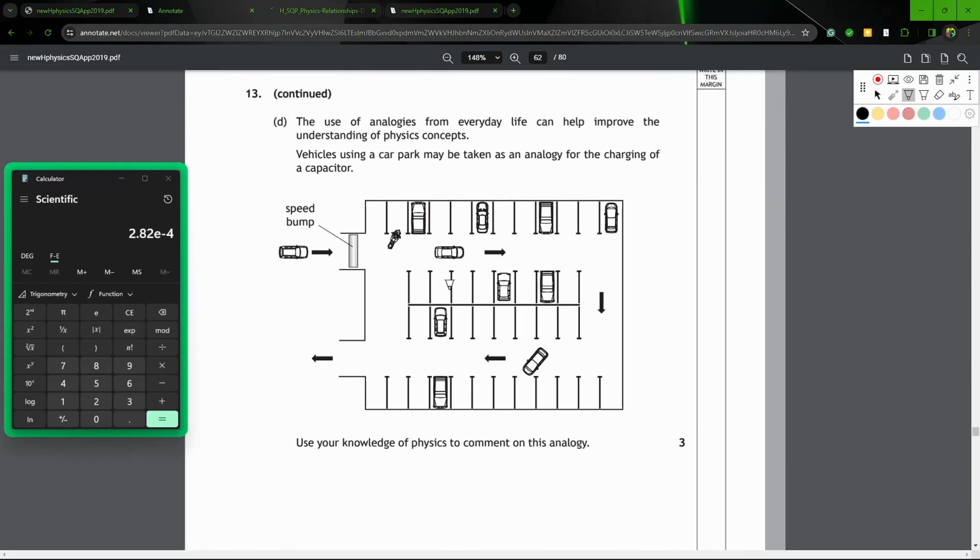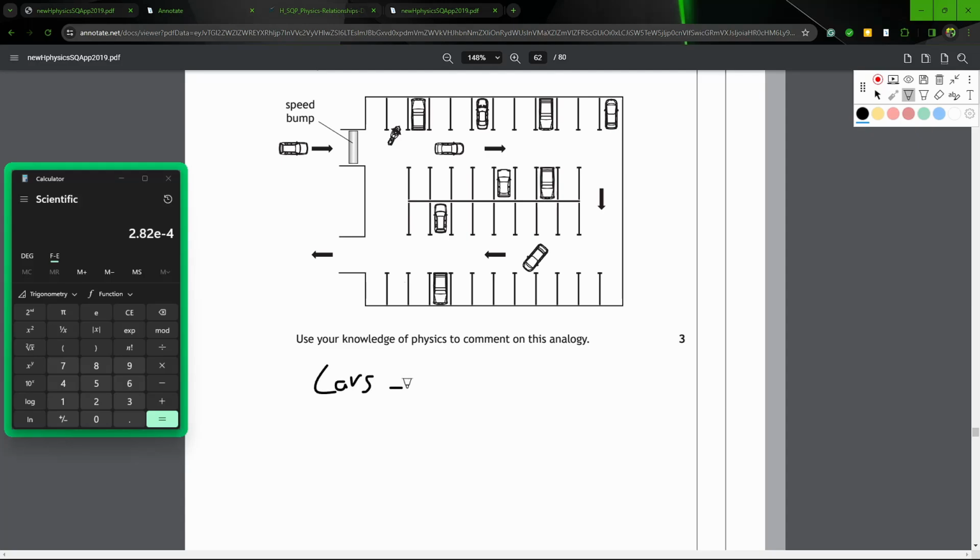13D. Oh no, it's another open-ended question. The use of analogies from everyday life can help improve the understanding of physics concepts. Vehicles using a car park may be taken as an analogy for the charging of a capacitor. Use your analogy to comment on the analogy. Right, so we want to say the good and the bad, but let's start with the dead obvious.